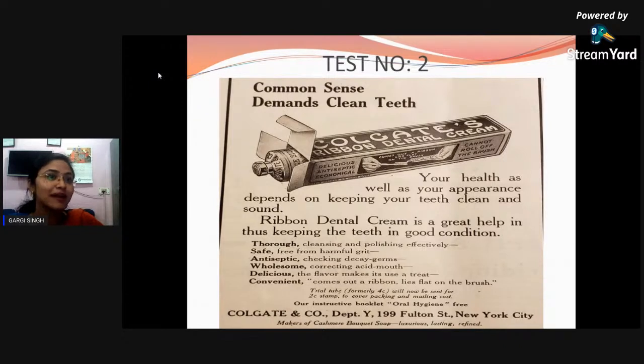By cleaning our teeth, by cleaning and polishing, Aishwarya says. Chandrani says it kills the germs. Okay. Kills the teeth decay, Shreya says. Bharti says it is antiseptic. Good. Muskan says ribbon dental cream is a great help in thus keeping the teeth in good condition. Okay. Question is, how does it keep the teeth in good condition? It's convenient, safe, thorough. Very good, Pramesh. Very good.